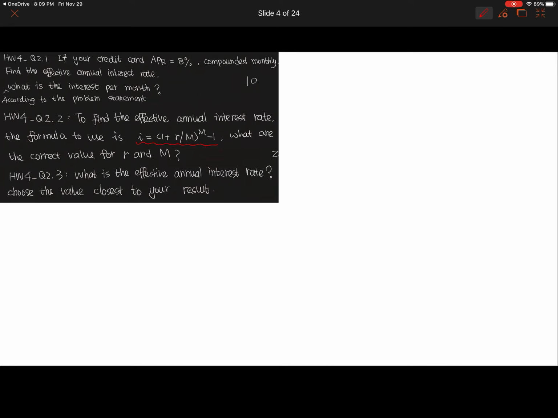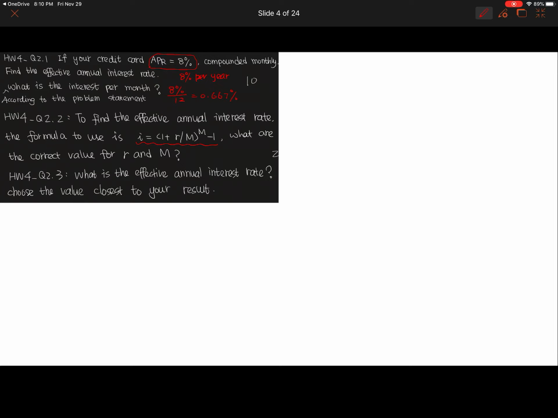So the first question is, according to the problem statement, what is the interest per month? Your APR is 8% per year. If you know 8% per year, then how many percent per month? How do you do that? It's going to be 8% divided by 12, right? So the answer is 0.667%.